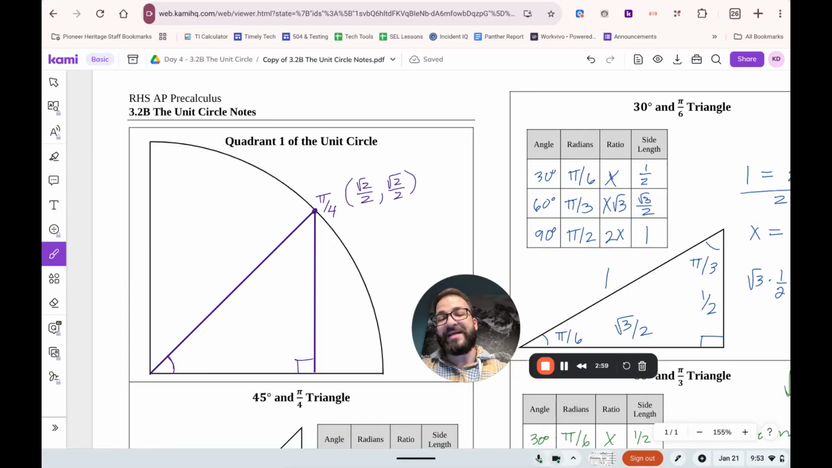So these x and y distances that we measured out, that we found through our special right triangles, we can see that if we stick this on a circle, and when I say quadrant 1 of the unit circle, I mean the unit circle on the coordinate grid.